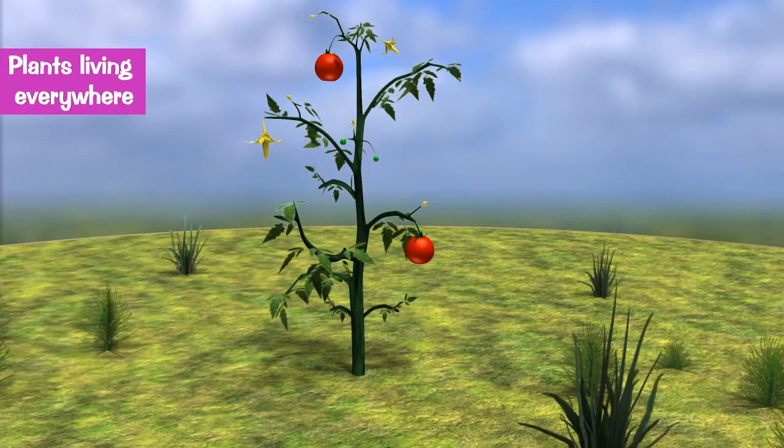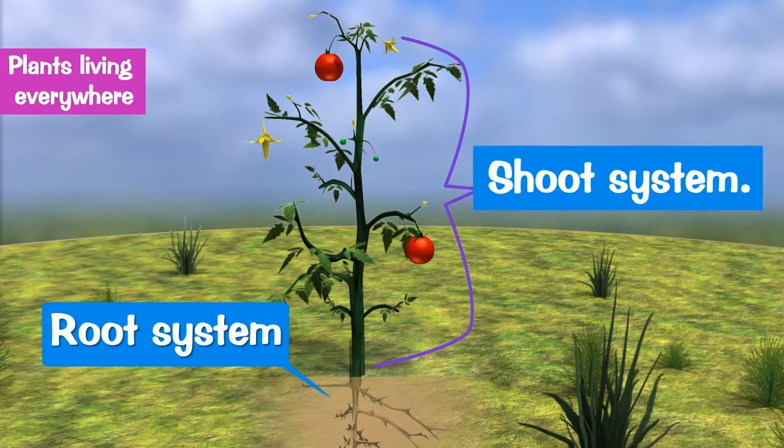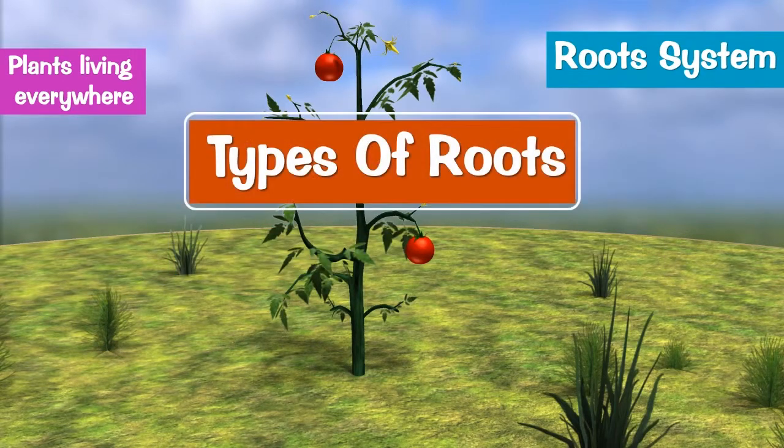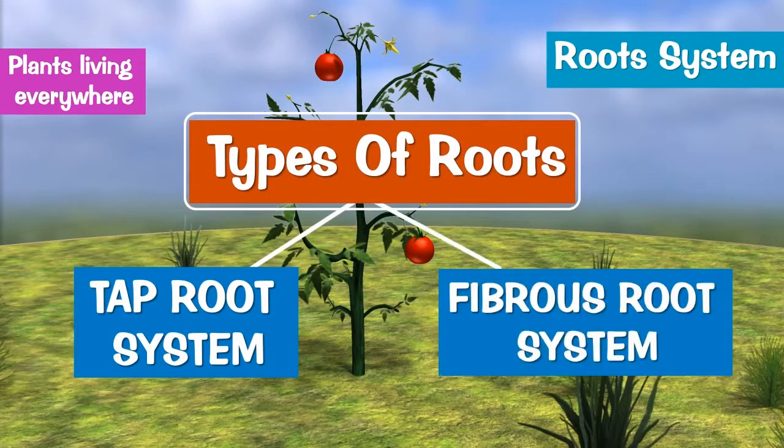Introduction. Observe the picture carefully. It shows the parts of a typical plant. The parts that remain under the ground form the root system, and the parts above the ground form the shoot system. Root system. So, now first we learn about the root system. There are two main types of root systems: taproot system and fibrous root system.